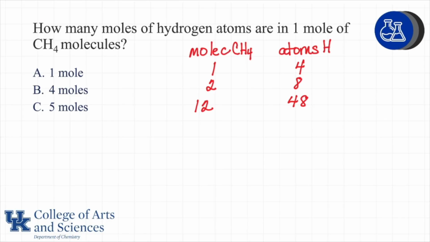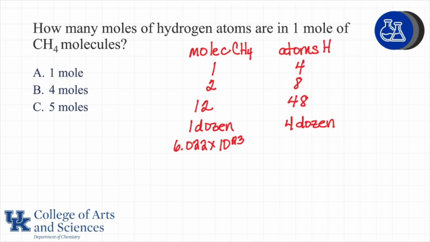And another way we could describe that 12 is by calling it a dozen. So we could say we have 1 dozen molecules of CH4, and therefore we'd have 4 dozen atoms of hydrogen. Those numbers, 12 and a dozen or 48 and 4 dozen, are equivalent to each other. However, it's just a different way of saying the same thing.